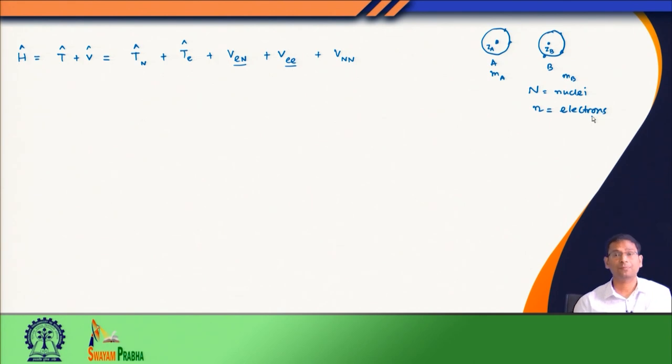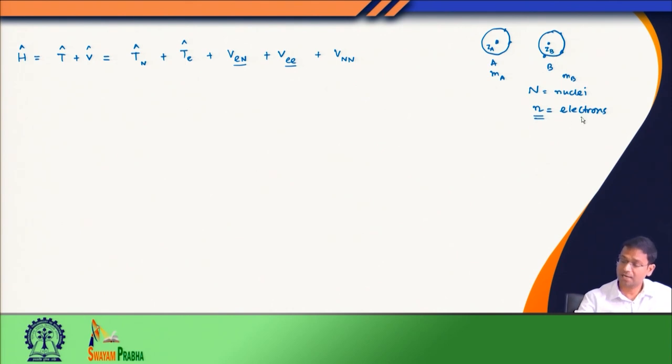When I form the molecule, suppose this is lithium and this is hydrogen, I am talking about LiH. Lithium will have 3 electrons, hydrogen will have 1 electron, but when the molecule LiH is formed, it will have 4 electrons altogether. Once the molecule is formed, you cannot distinguish whether an electron came from hydrogen or from lithium. All electrons are practically the same, they just depend on their immediate coordinate.